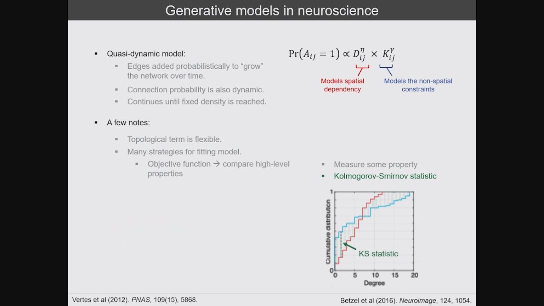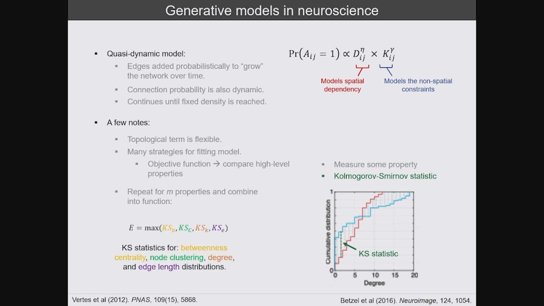Right. So what could we do? We could choose a set of statistics that we'd like to recapitulate and measure their KS statistics. And some function of those KS statistics tells us how good a fit we have. For instance, we can measure nodes' centrality, clustering, degree, and edge length distributions. If we're getting close to all of those, then their individual KS statistics are small, and the maximum of those will be correspondingly small. And it serves as a kind of energy or a distance from our reference network.